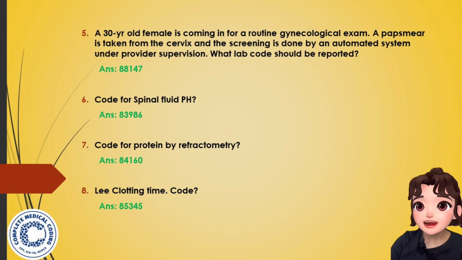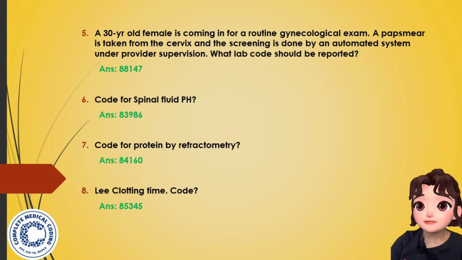Now, code for spinal fluid pH. Spinal fluid pH, pH of the spinal fluid. Just go to pH and then take spinal fluid. You will get the answer 83986.